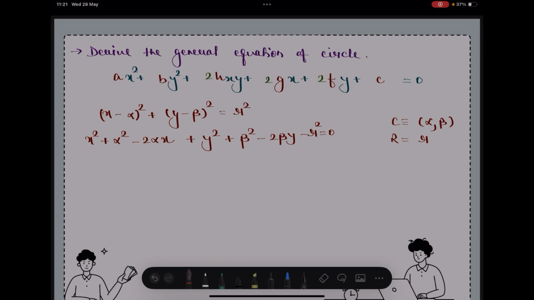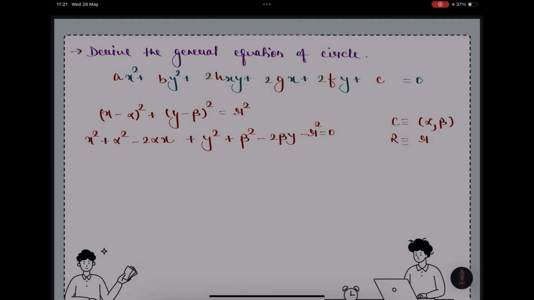Okay, now look at this. Now let's rearrange things. I want to write x square first and then y square and then xy. We don't have xy. Then we will write x, so it is minus 2 alpha x, then minus 2 beta y, and then those constants are alpha square plus beta square minus radius square.